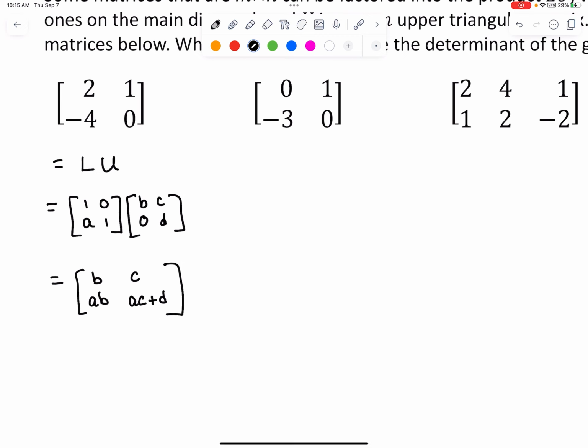Now we want this result to match the original. So B has to be equal to 2. C has to be equal to 1. A times B has to be minus 4. And AC plus D has to be equal to 0. So this creates a system of equations that's rather easy to solve, right?